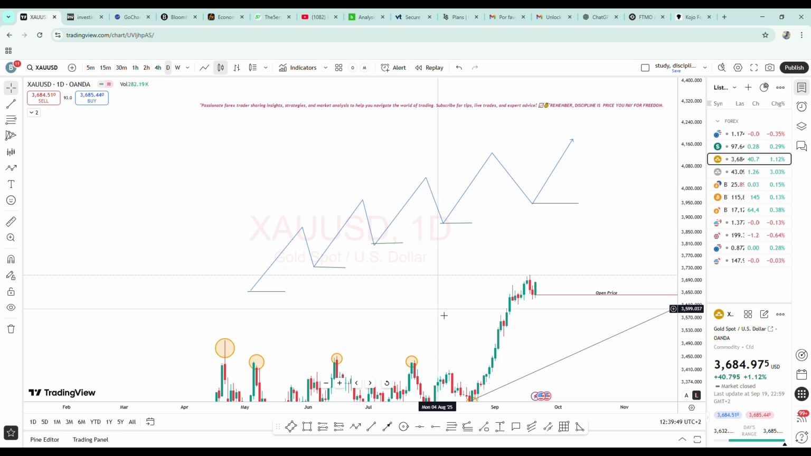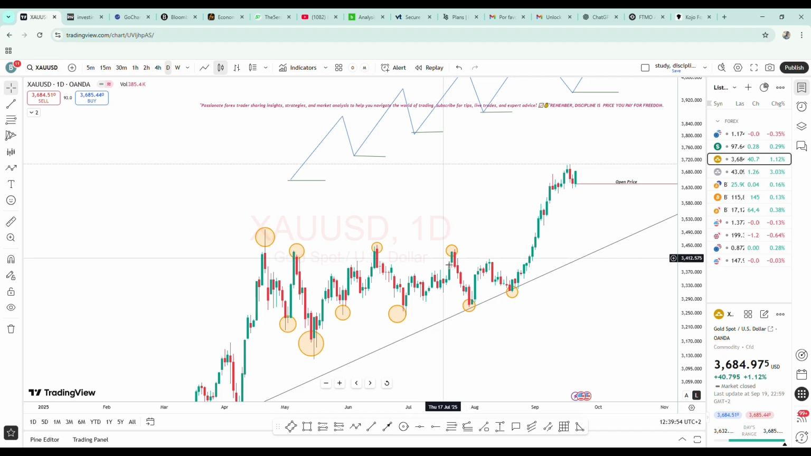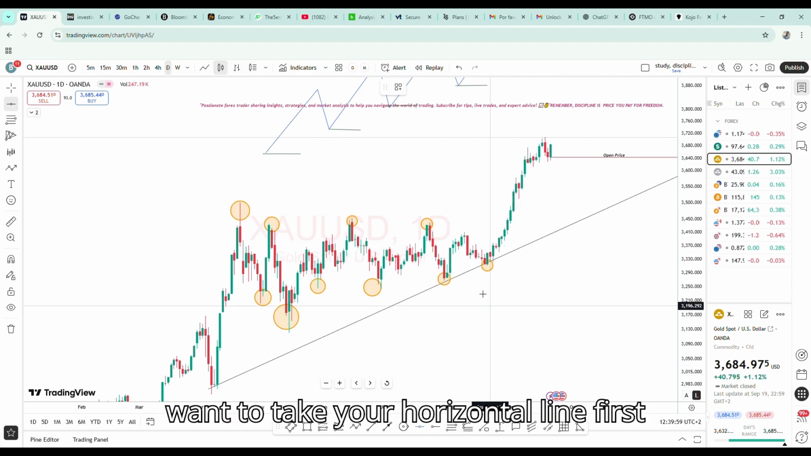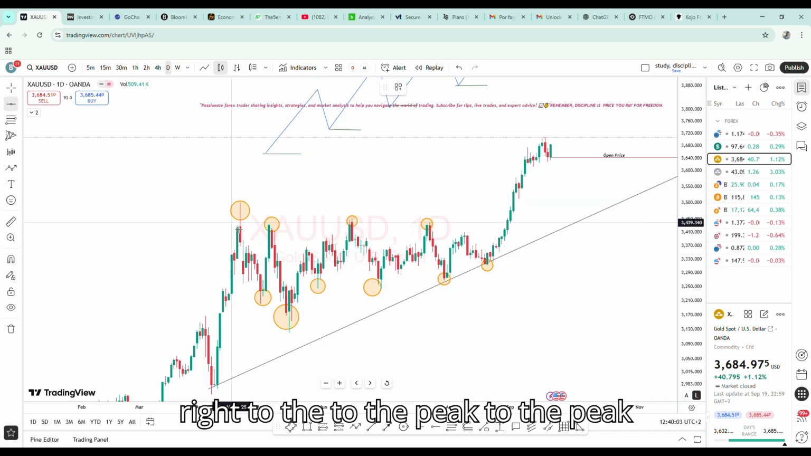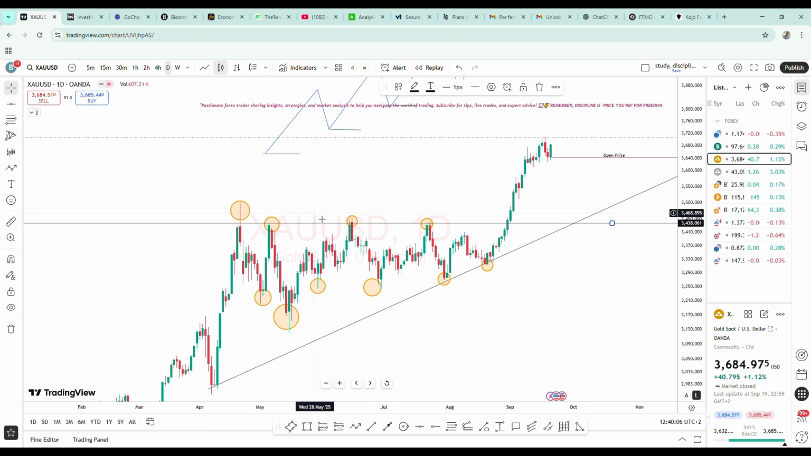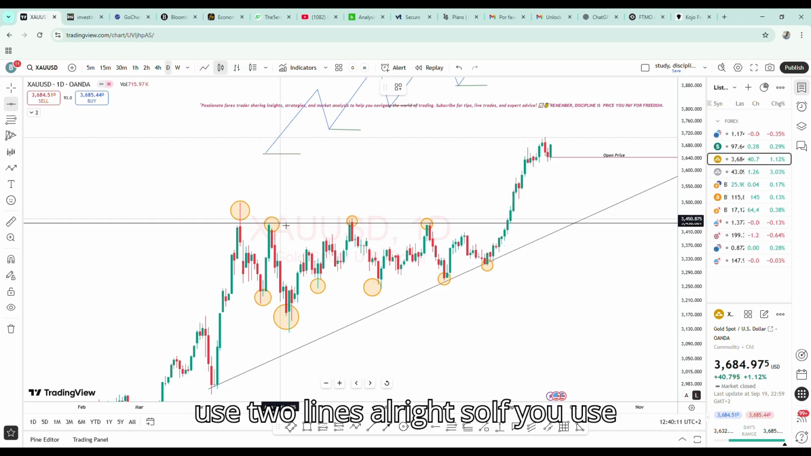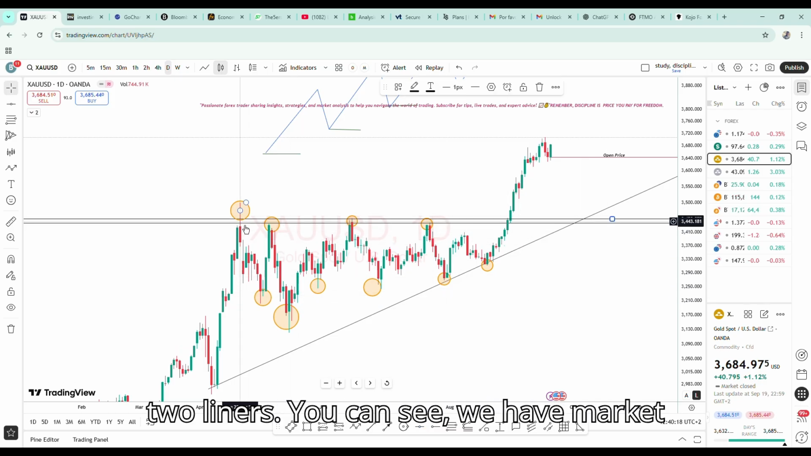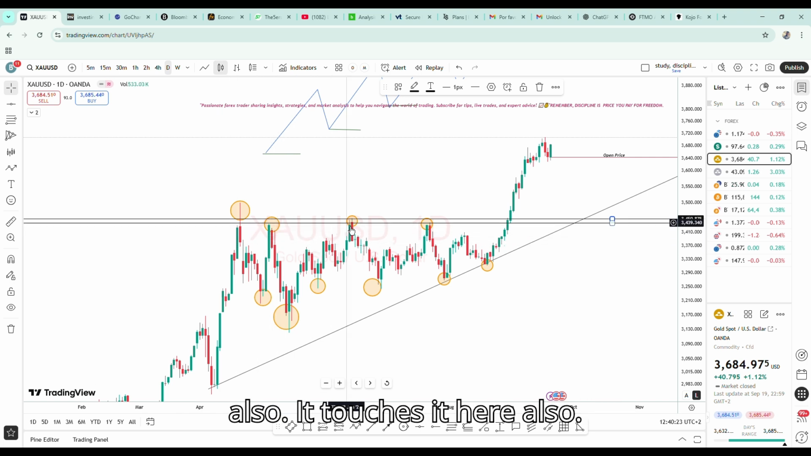In this scenario, the market is going sideways at this level. So now what you want to do is take your horizontal line. First, I want to make sure I put it right at the peak. You see, I usually use two lines. If you use one line, that is still the same thing. For me, I usually use two lines. Like you can see, the market touched this zone. It touches it here also, and it touches it here also.